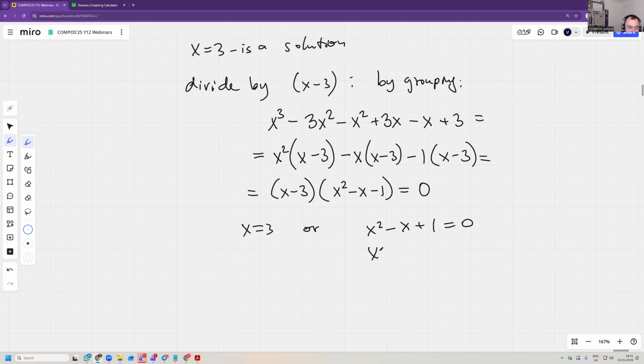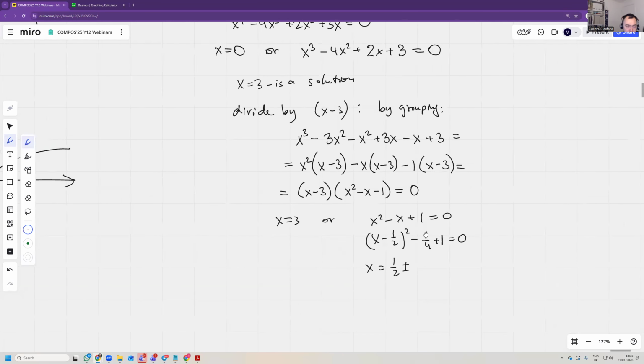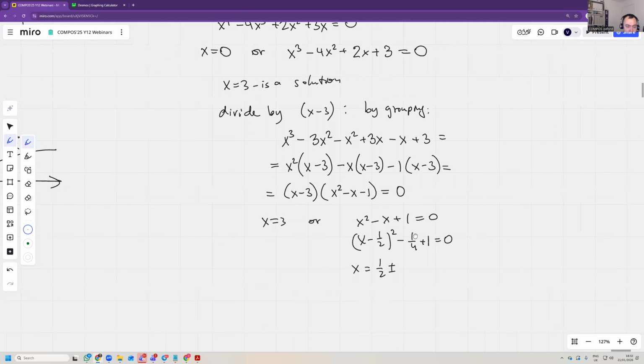So x minus a half squared minus a quarter plus 1 equals 0. So x is equal to a half plus minus 3. It doesn't make any sense. Where have I gone wrong?